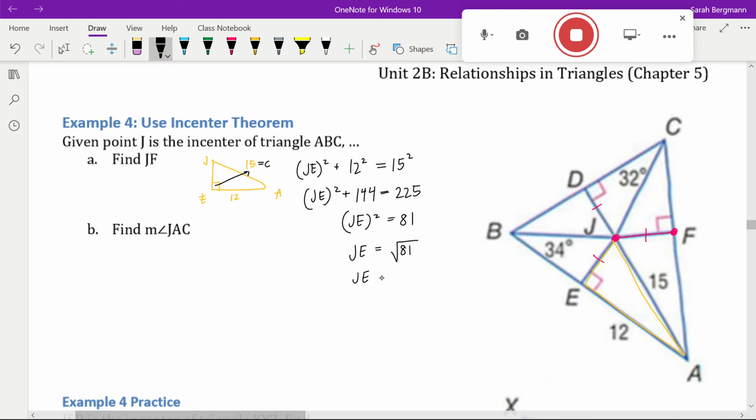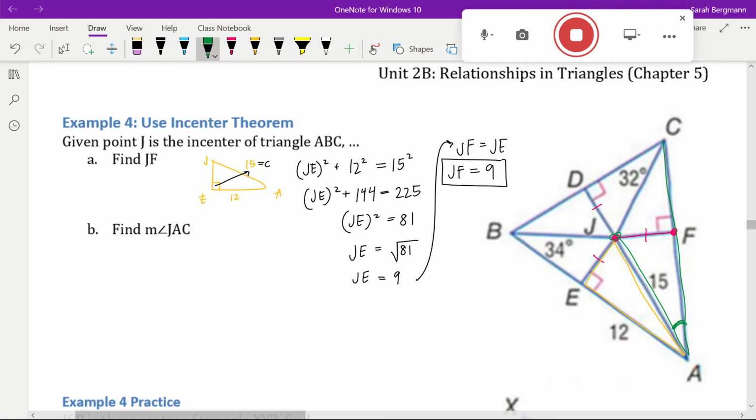Normally, we need to take the positive or negative square root, but in this case, since it's a side of a triangle, we only need to take the positive. All right, so I get JE equals 9 because I know the square root of 81 is 9. If JE equals 9, that means JF also equals 9. There are no units provided here, so we can just leave it as 9. Next, it says find the measure of angle JAC. JAC is this angle here.